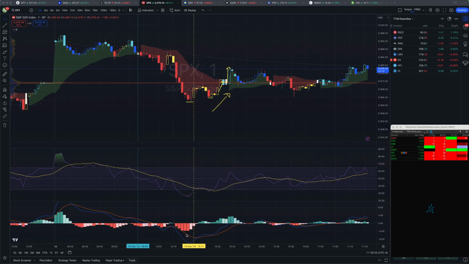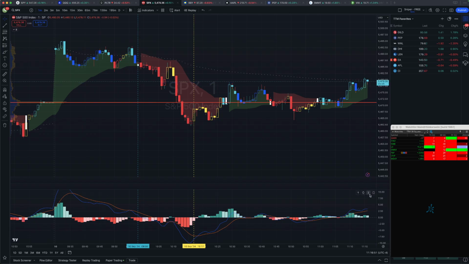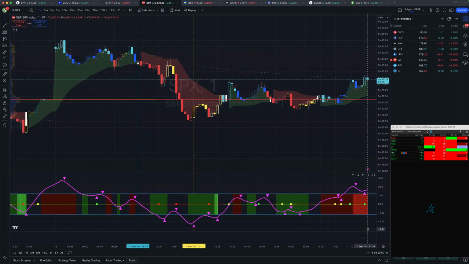MACD cross are these two lines down here, right? This red line and this blue line crossing. So as you can see, all those signals lined up. Now, if you have the ready, aim, fire, you know, and these are all free indicators. Everything you see here, the different color candles, the RSI, and the MACD are all free indicators. So this can be accomplished without having the ready, aim, fire.